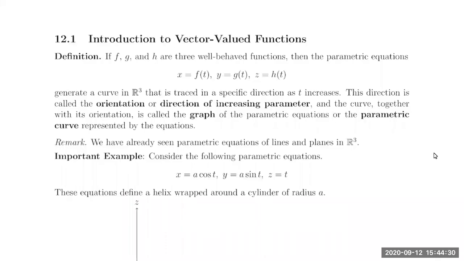We begin chapter 12 by discussing vector-valued functions, and we're going to first remind ourselves what parametric equations are. So, definition: if f, g, and h are three well-behaved functions, then the parametric equations, as stated here, x, y, and z, generate a curve in three space that's traced in a specific direction. That direction is called the orientation or the direction of increasing parameter. And the curve together with its orientation is called the graph of the parametric equations or the parametric curve.